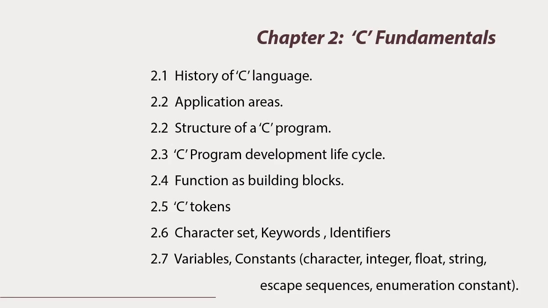Next will be C tokens. That are different types of words which we can use in our program. For example, character set, identifier, keywords, variables, etc. So these are different types of words which we can use in our program.